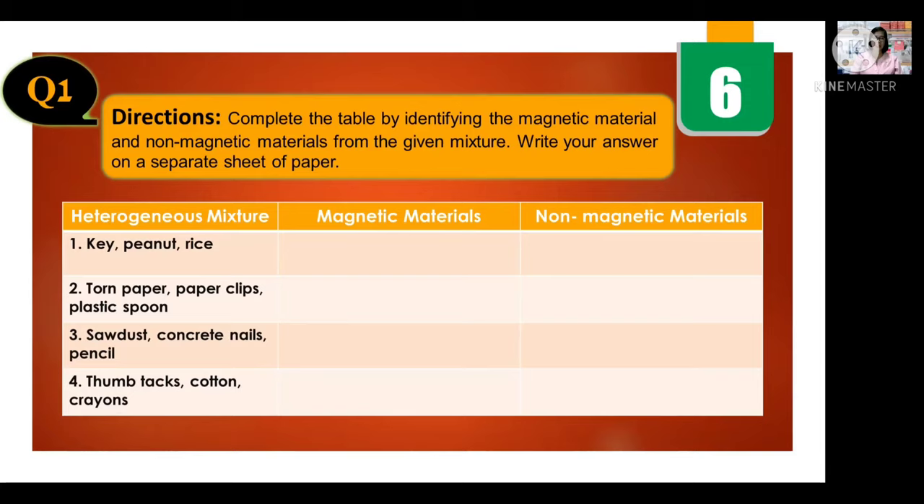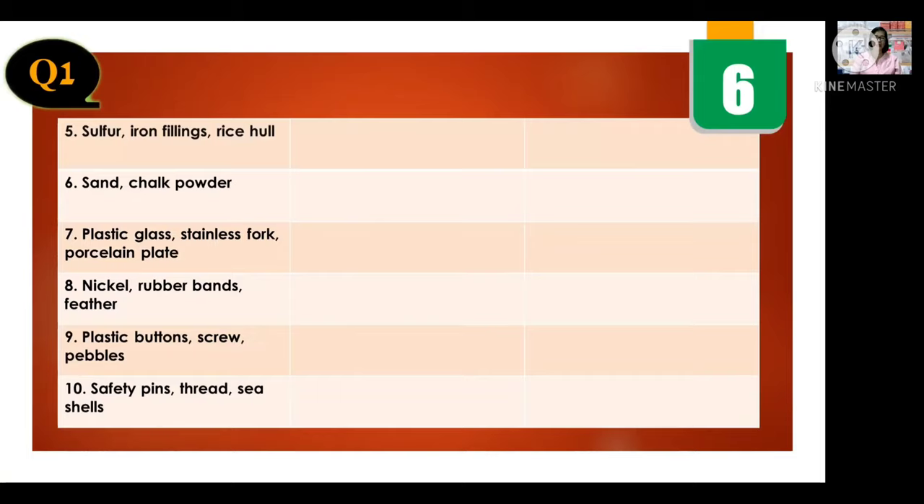Number one, key, peanut, rice. Number two, torn paper, paper clips, and plastic spoon. Number three, we have sawdust, concrete nails, and pencil. Number four, we have thumbtacks, cotton, and crayons. Number five, we have sulfur, iron filings, rice hull. Number six, we have sand and chalk powder. Number seven, we have plastic glass, stainless fork, and porcelain plate. Number eight, we have nickel, rubber bands, feather. Number nine, plastic buttons, a screw, and pebbles. And for the last one, we have safety pins, thread, and seashells.